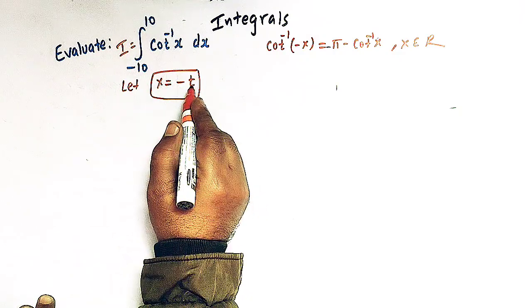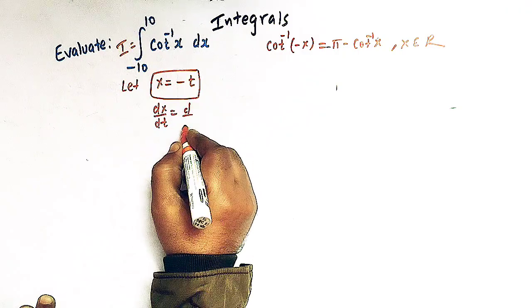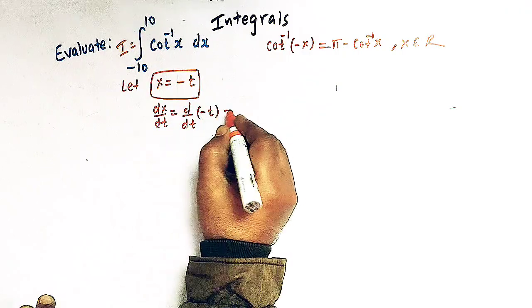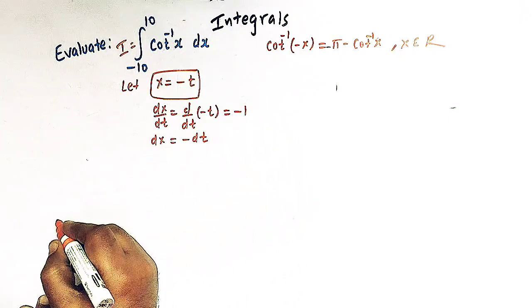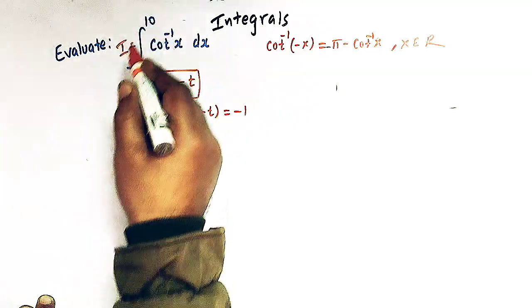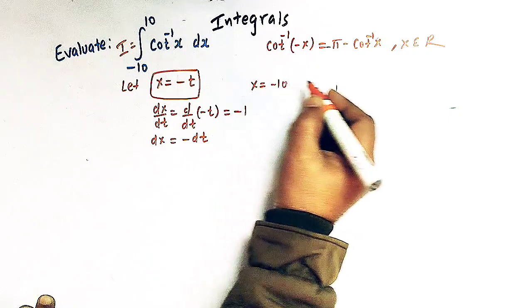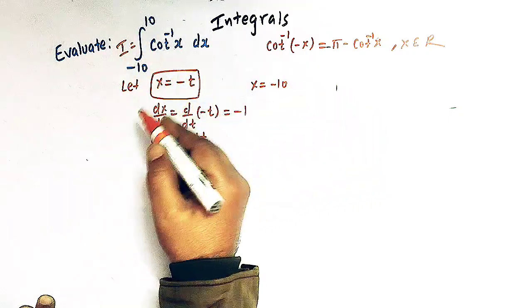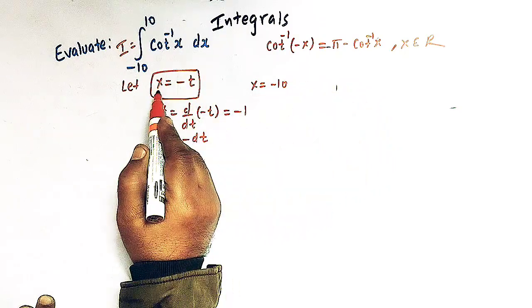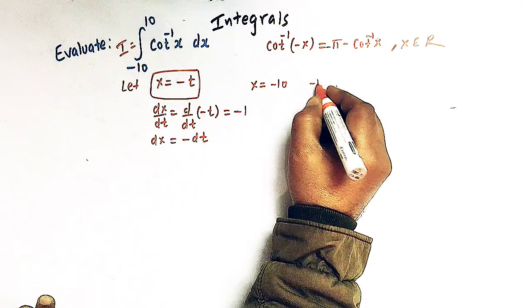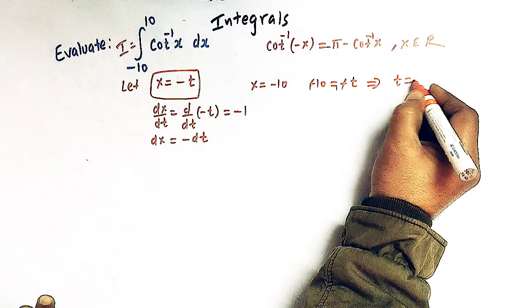So we'll take x is equal to minus t, so that dx over dt is equal to d by dt of minus t. So this is minus 1, so we can write dx is equal to minus dt. So let us change the limits accordingly. So when the lower limit is minus 10, then the corresponding value of t is given by substituting x is equal to minus 10 in this expression. So we have minus 10 is equal to minus t, so t is equal to 10.